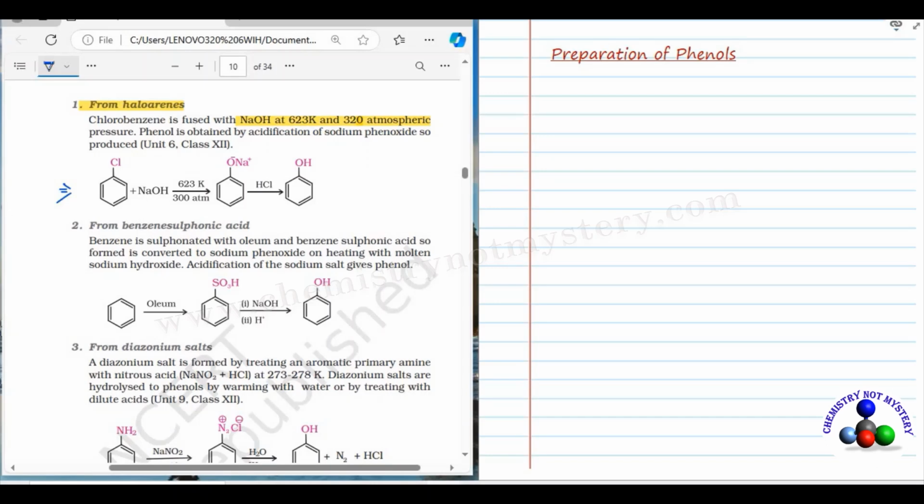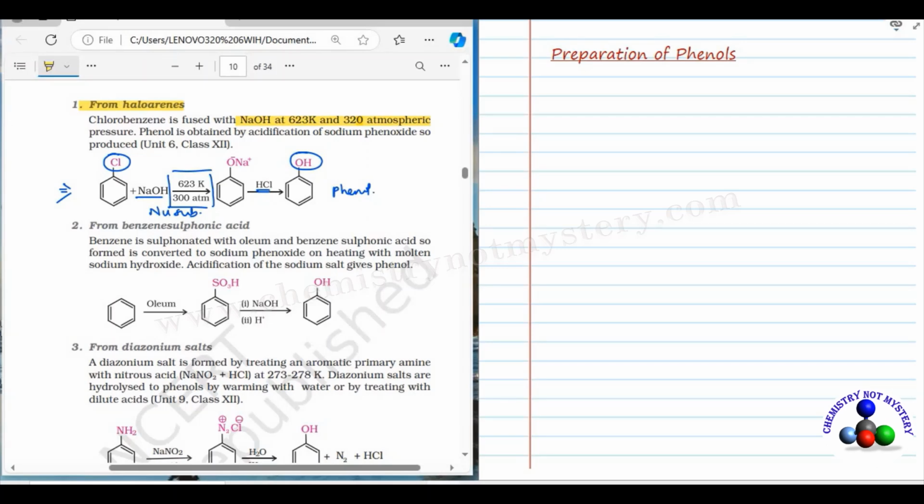Here chlorobenzene is given. When it is fused with NaOH at high temperature, 623 Kelvin, and pressure of 300 atmospheric pressure, this chlorobenzene undergoes a nucleophilic substitution reaction. As a result, it forms sodium phenoxide. When this sodium phenoxide is treated with acid, it gives phenol. So this is the phenol. So that's how chloride is substituted by hydroxide.